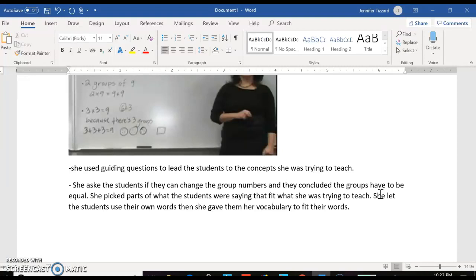She asked the students if they can change the group numbers, and they concluded that the groups have to be equal. Well, they didn't conclude it. She kind of led them to that. That's what she wanted them to come up with.